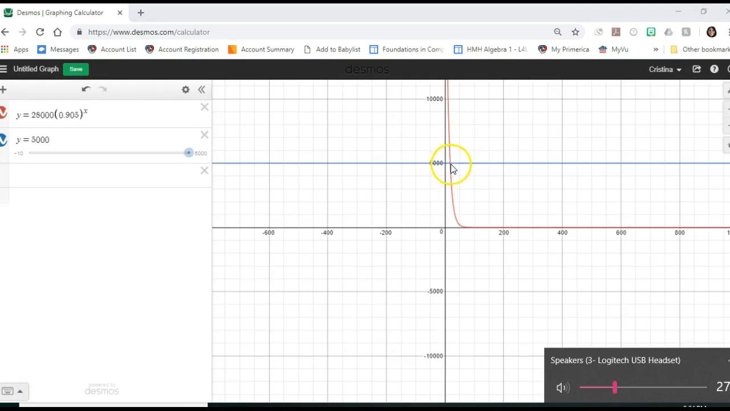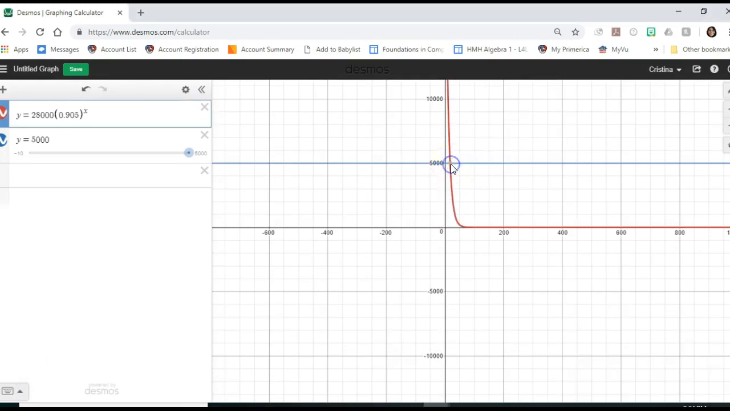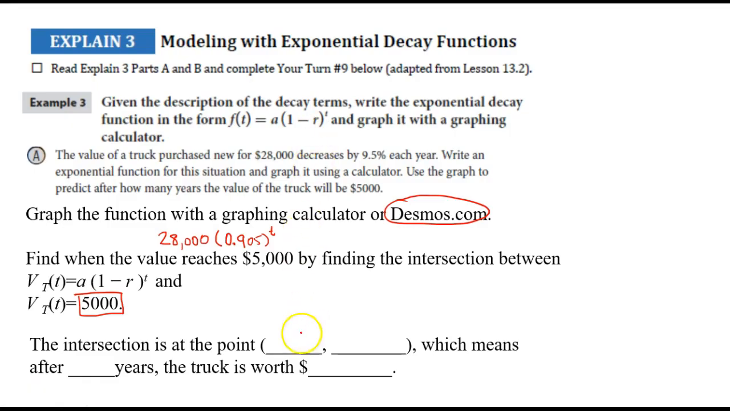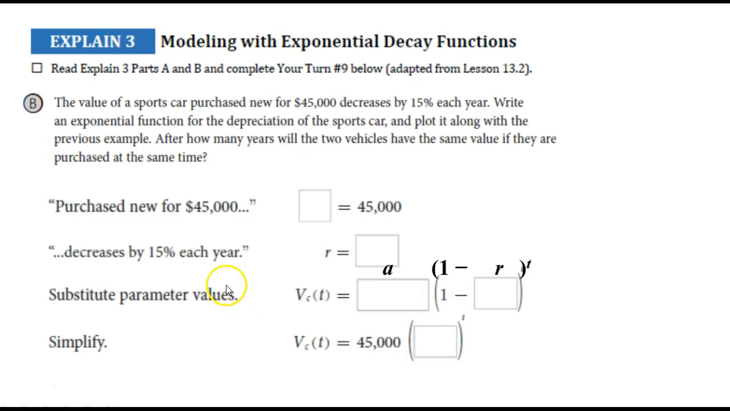As you can see here, they do cross, so I'm going to put a dot where they cross. After about 17 years, the truck will be worth about $5,000. So we're going to record that onto our paper here. So that was about 17 years for about $5,000. After about 17 years, the truck will be worth about $5,000. Let's continue on with part B.